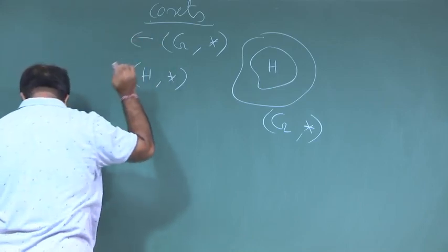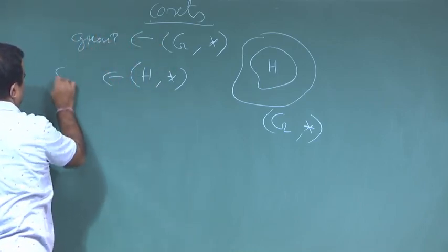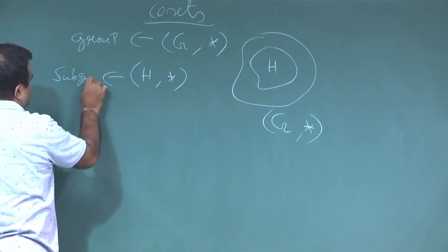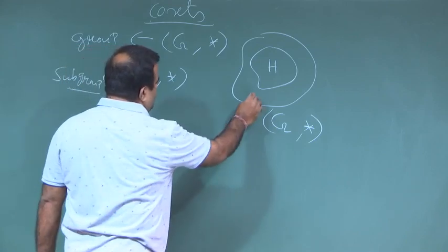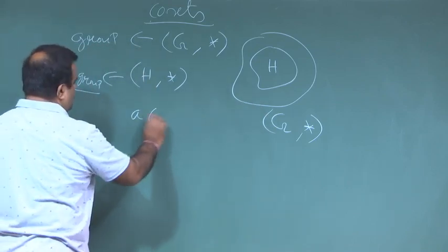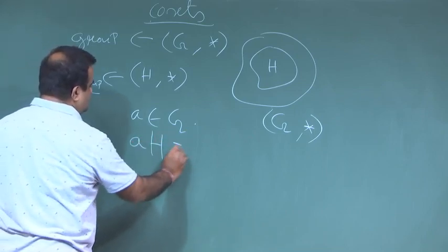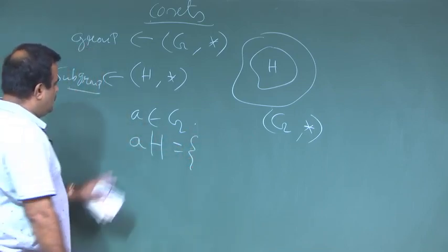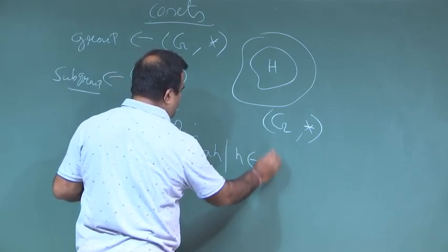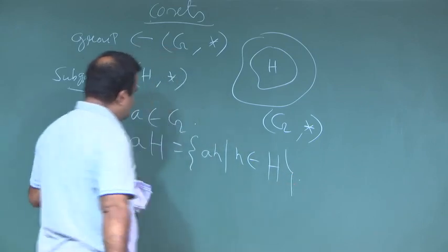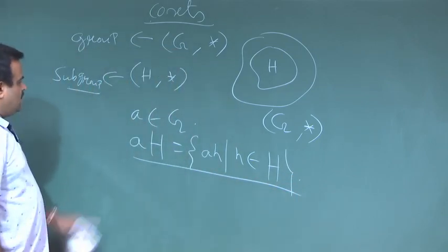So this is a group, and this is a subgroup of G. Now, we take an element a from G, and then we define aH, the left coset, as aH, where the h's come from H. This is how we define the left coset. This is called the left coset.